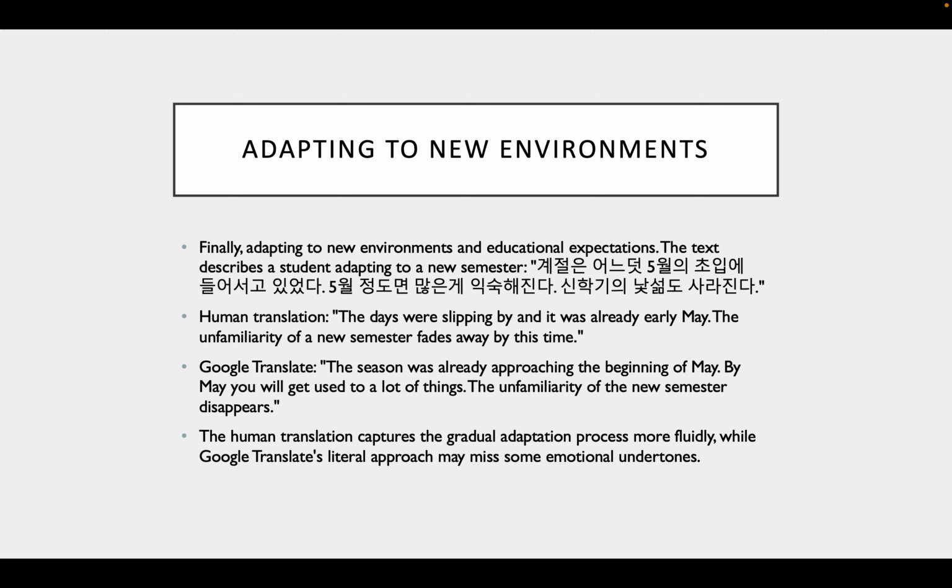Google Translate: "The season was already approaching the beginning of May. By May, you will get used to a lot of things. The unfamiliarity of the new semester disappears." The human translation captures the gradual adaptation process more fluidly, while Google Translate's literal approach may miss some emotional undertones.